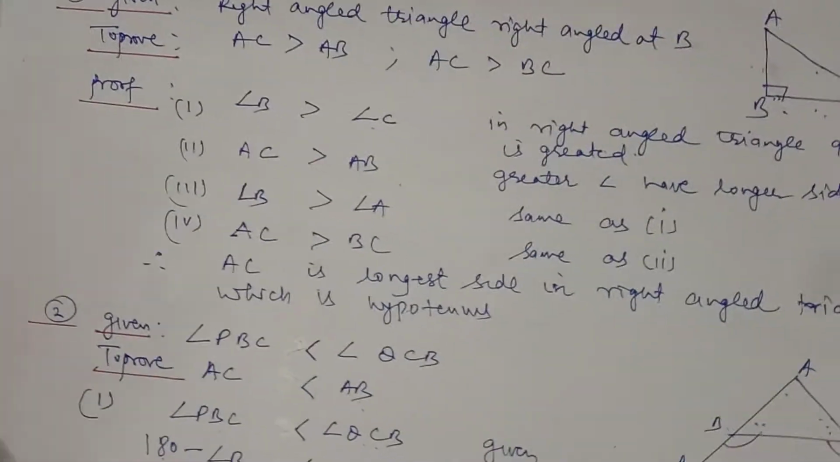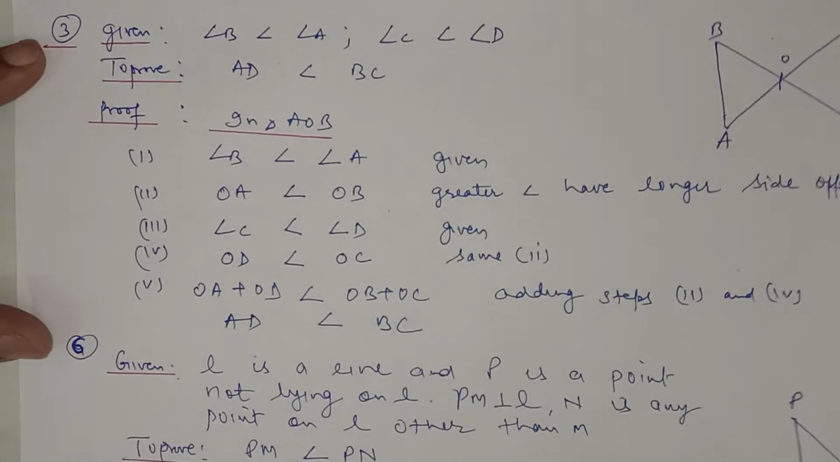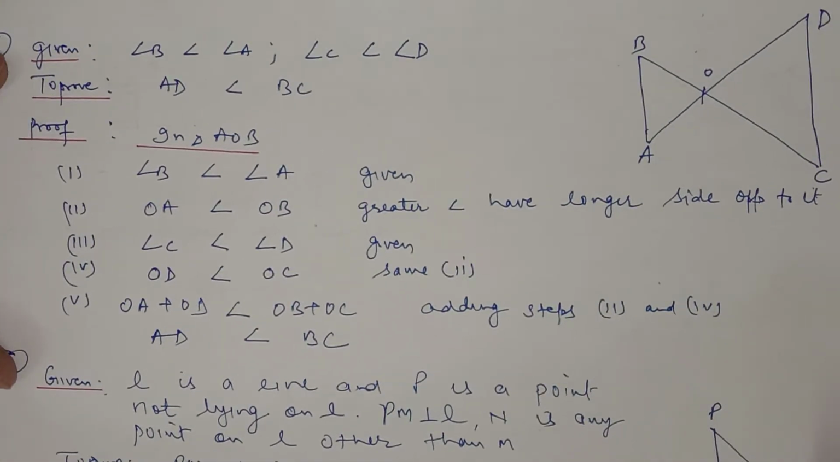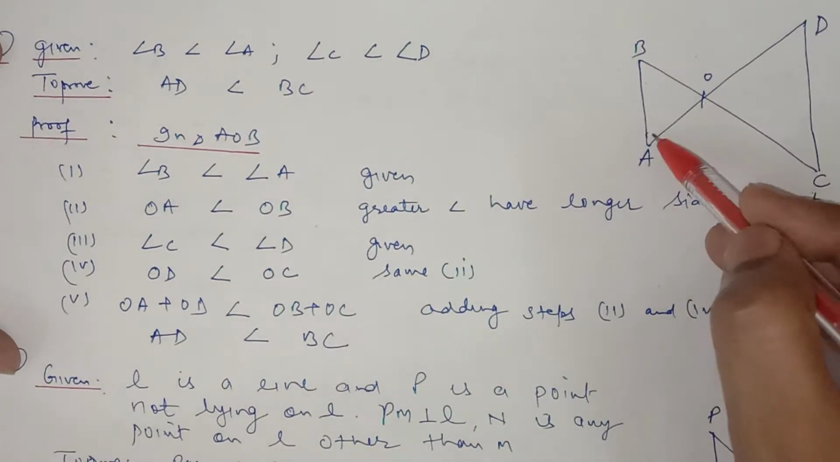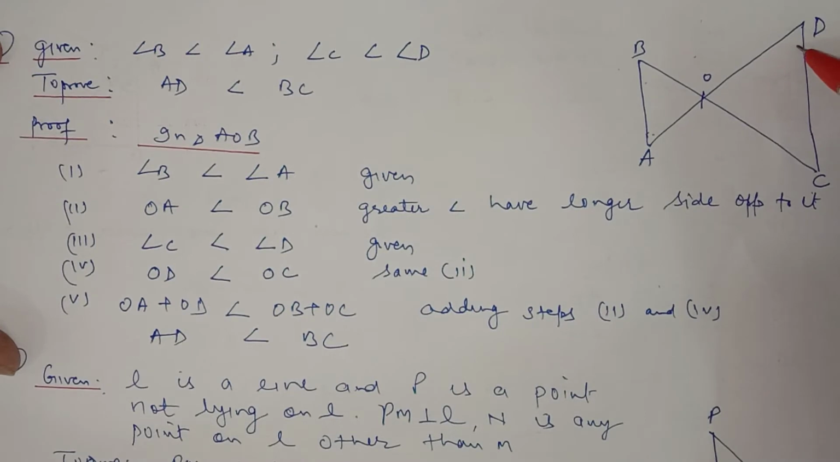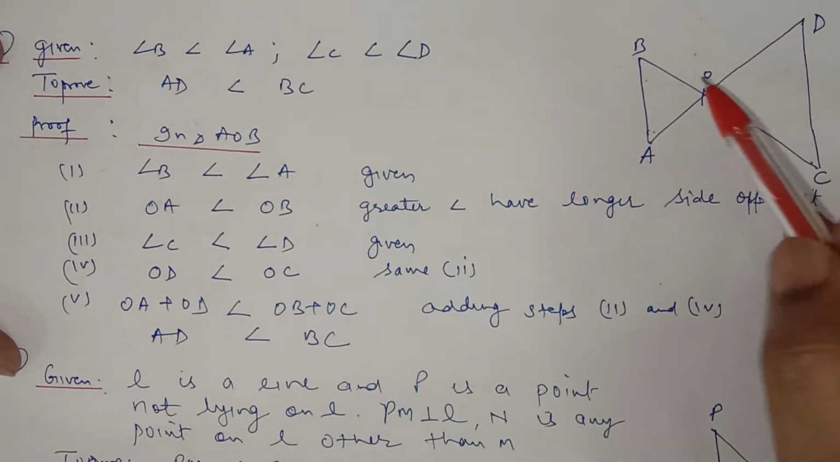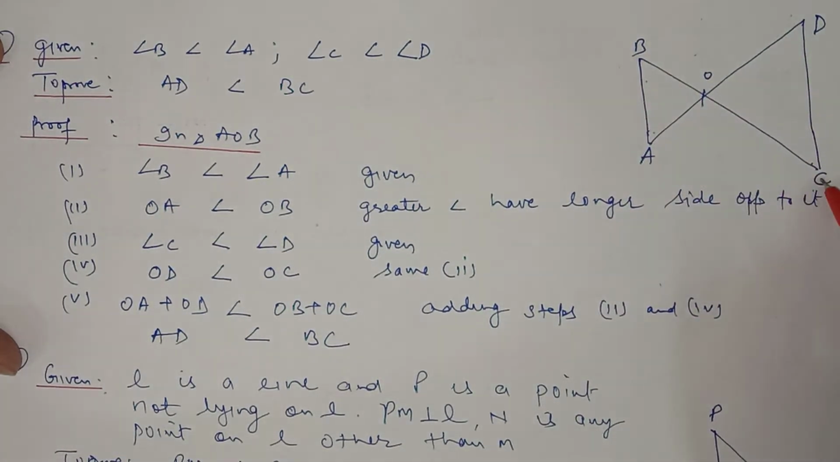So that was question number 1. Now in question number 3, it is given in the figure that angle B is less than angle A and angle D is greater than angle C, and you have to prove that AD is shorter than BC.